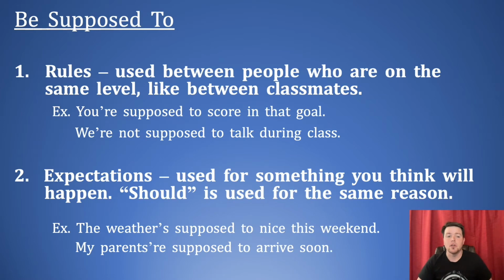Now, be supposed to. Two reasons that we use this. Number one reason are rules. Now be careful with this one. This is usually rules between classmates, between friends, between people who are on the same level. If you are at a higher level than someone, like a teacher to a student or a government to a citizen, then you will use must or some other more obligatory language. But here, be supposed to, there's usually peers here, meaning you're on the same level.